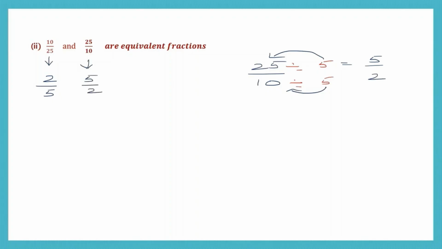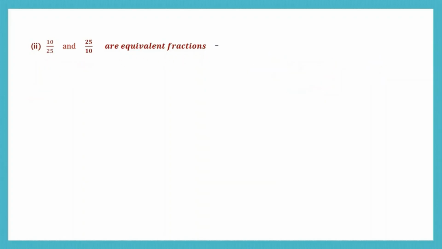The first fraction, you can see, has become 2 by 5. The second one is 5 by 2. They are not equal to each other. They don't have the same value. So this statement, which says that they are equivalent fractions, is false. This statement is false. So let's write that the statement is false.